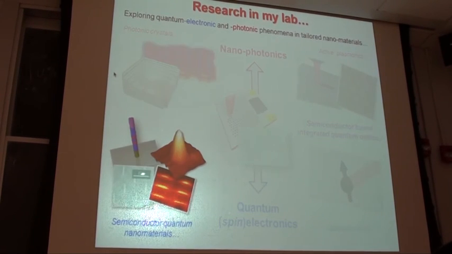So let me just start by saying a few very general things about the types of nanostructure we're looking at, in particular these self-assembled quantum dots, which we've been probing.